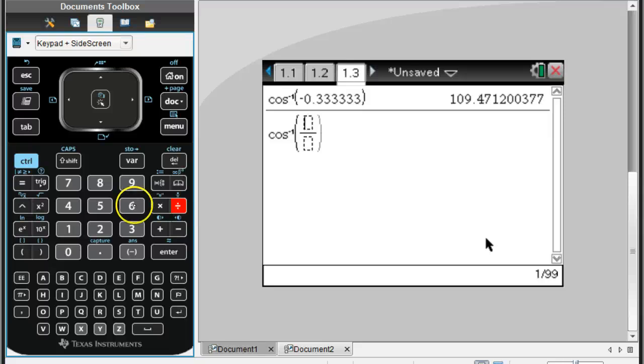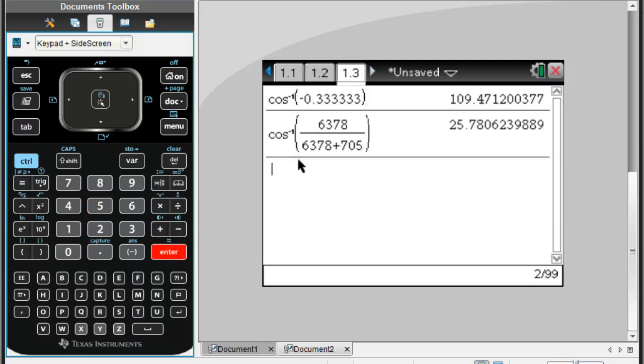Now I can type the 6,378 in the numerator and put the 6,378 plus 705 in the denominator. That's typed in exactly how I have it in my worksheet. If I hit enter, I get about 26 degrees if we round that to the nearest degree.